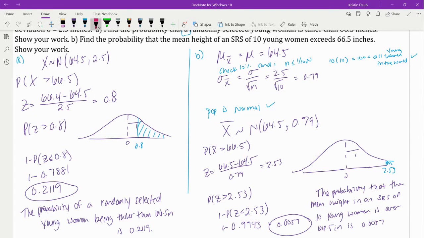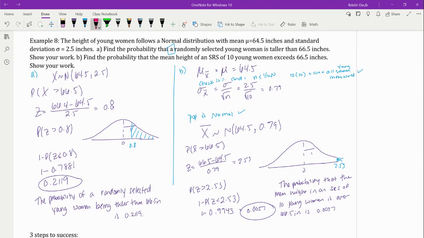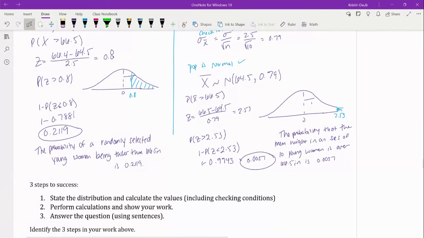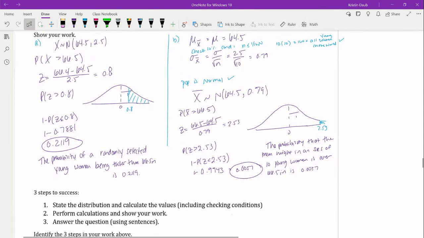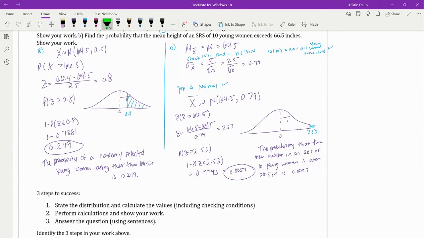We have our 3 steps to success, and we've seen these before. We talked about these before at the end of Unit 4, but let's go ahead and talk about them again. Every time you're answering a question that's going to involve things like this, we're looking for 3 things. Stating the distribution and calculating the values, and that includes the conditions. Then we need to perform all of the calculations and show our work, and then answer the question using a sentence.